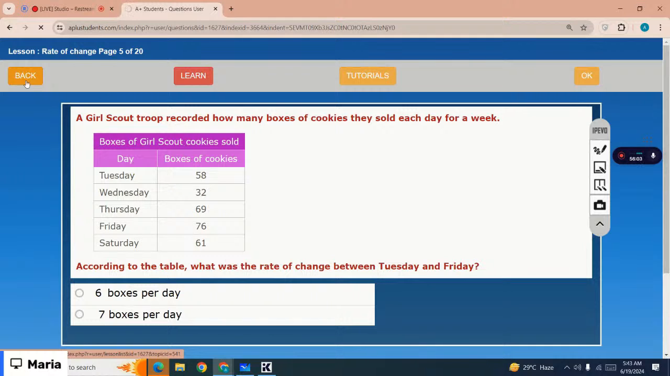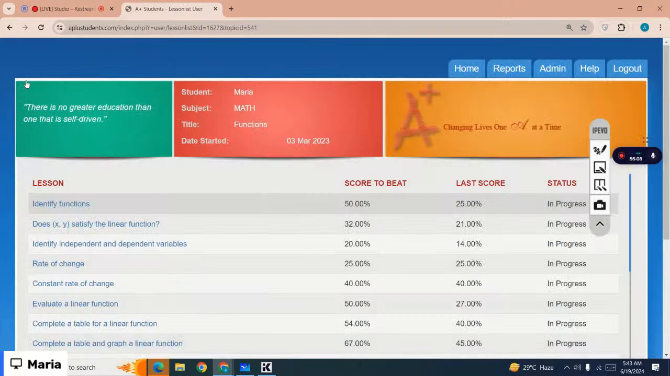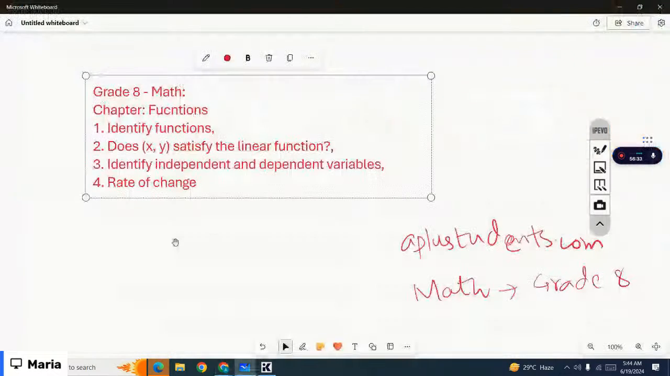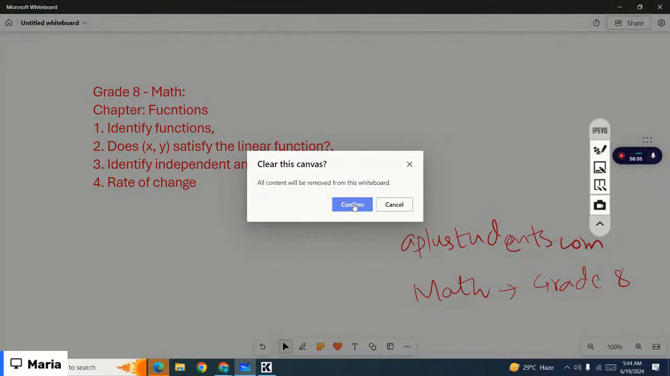So please make sure before the next session you complete all the practice questions for the lessons we did today. We were working on grade 8 math. The chapter we were working on is functions. The lessons we have covered today are identify functions, does xy satisfy the linear functions, identify independent and dependent variables, and rate of change. That is your homework until the next session, right?